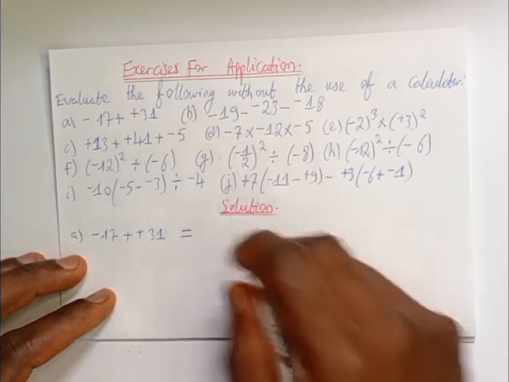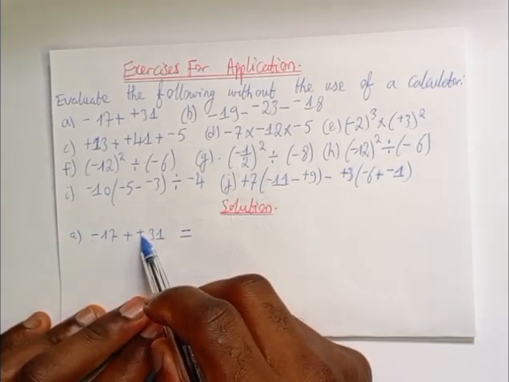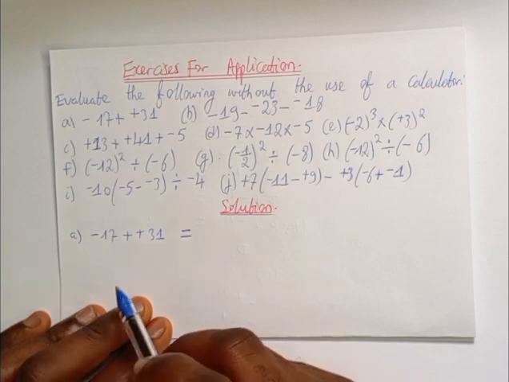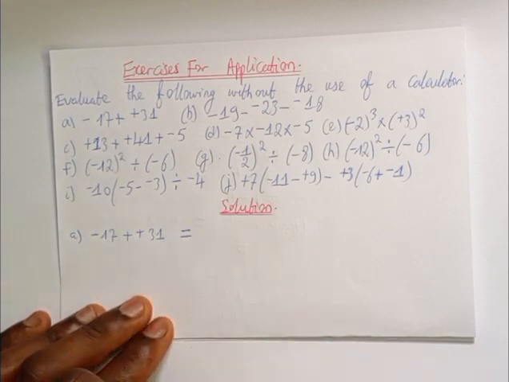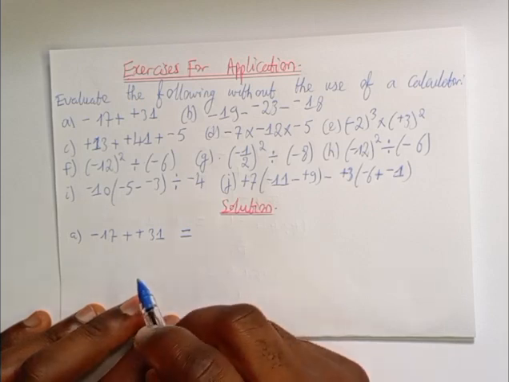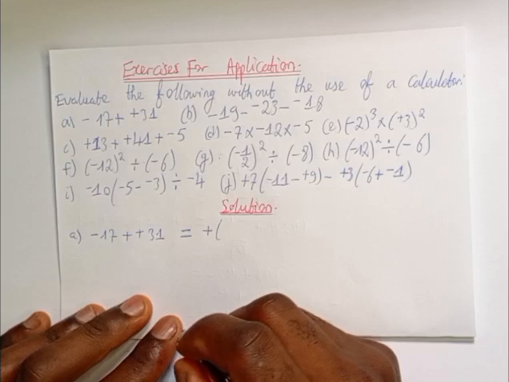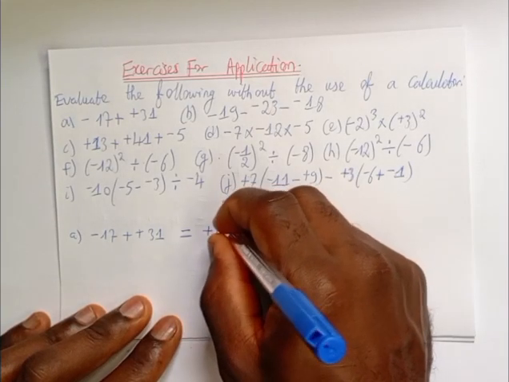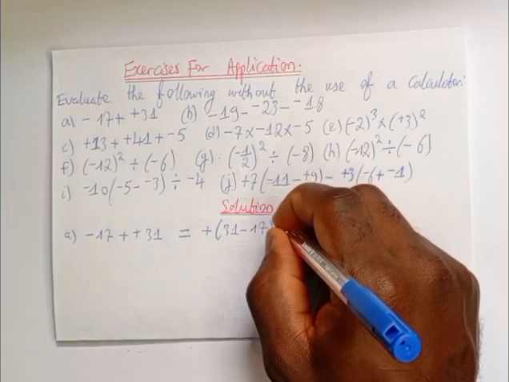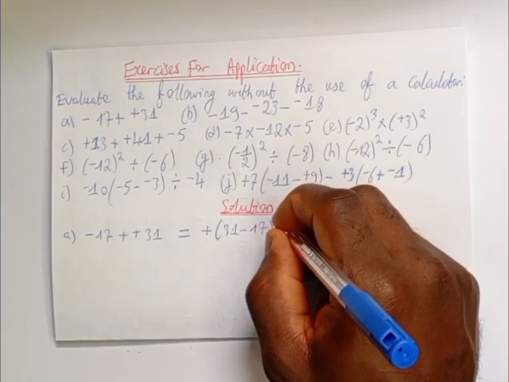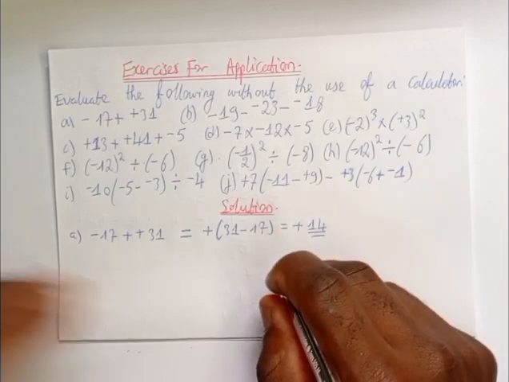This will simply be equal to, look at the two numbers, they have different signs. We take the absolute values, we have 17 and 31. 31 is greater than 17. Simply means the answer will take the sign of 31, which is positive. Then we take the difference of the absolute values, 31 minus 17. And this will simply be equal to positive 14. So this is the answer.